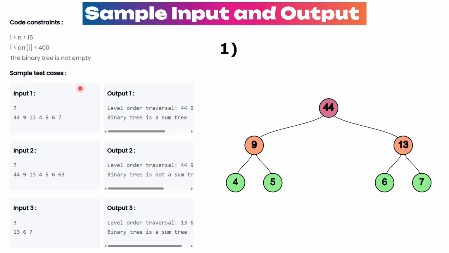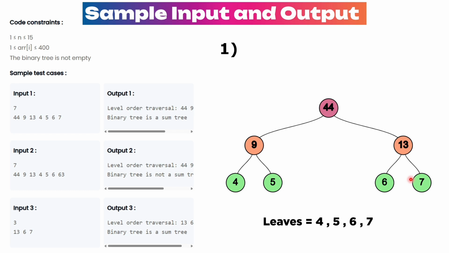For case 1, having 7 elements in the tree as per the level order traversal, that is 44, 9, 13, 4, 5, 6 and 7, the binary tree will look like this. Here, the leaf nodes are 4, 5, 6, 7, the nodes which have no more children.